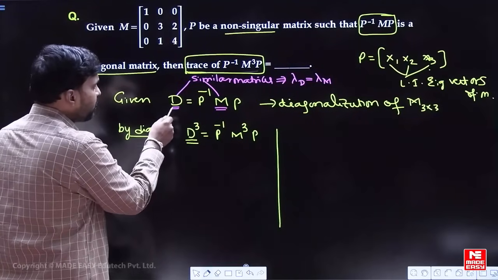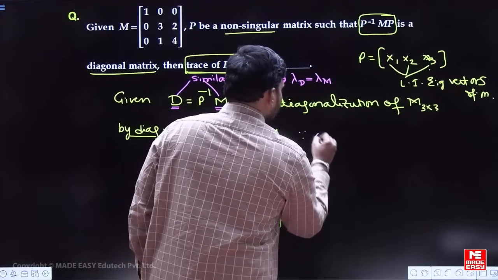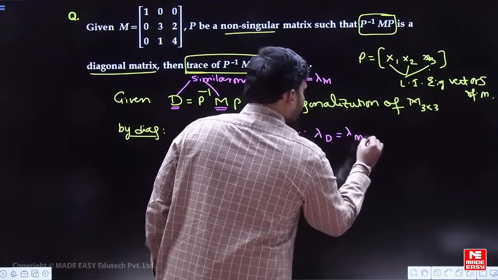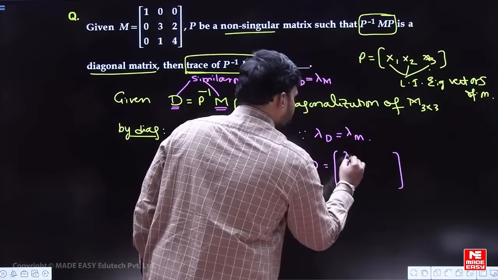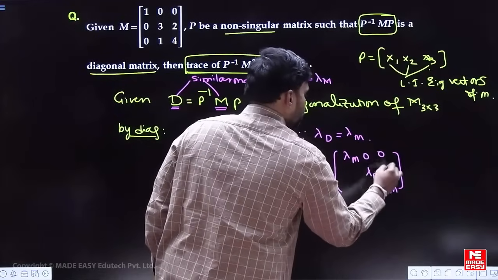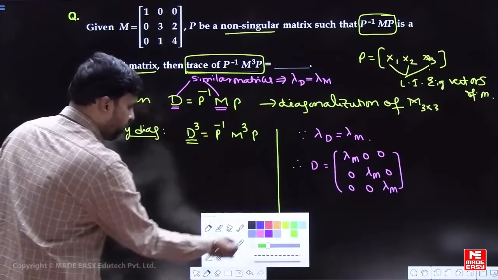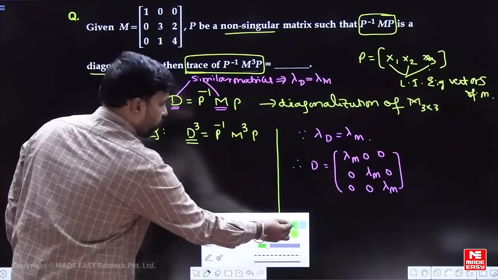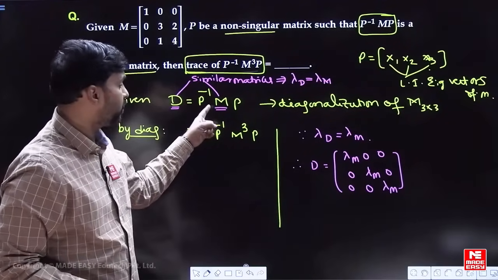So we can write this diagonal matrix as, since lambda D is equal to lambda M, D is just lambda M, lambda M, lambda M on the diagonal, and 0 elsewhere. So this is how you can write down the diagonalization of this square matrix M here.